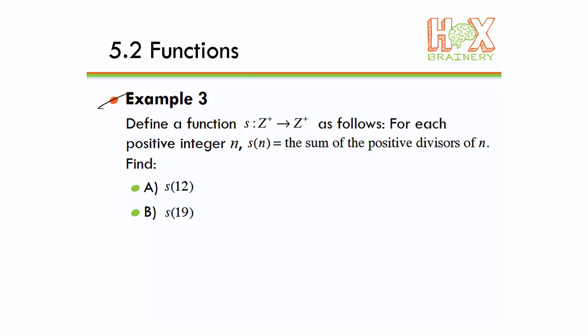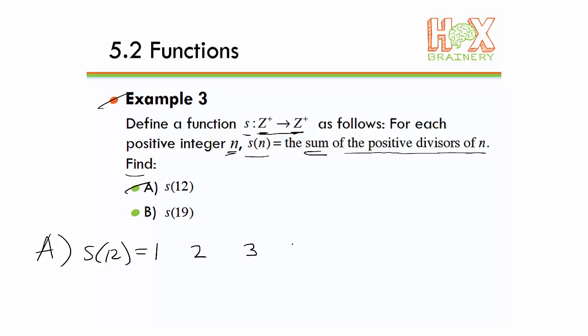Example 3, we're going to define a function S which maps positive integers to other positive integers as follows. For each positive integer n, S of n is going to be equal to the sum of the positive divisors of n. So for part a, S of 12, you look at 12 and list all the positive divisors of 12, like 1, 2, 3, 4, 6, and 12. And then you're going to sum them.